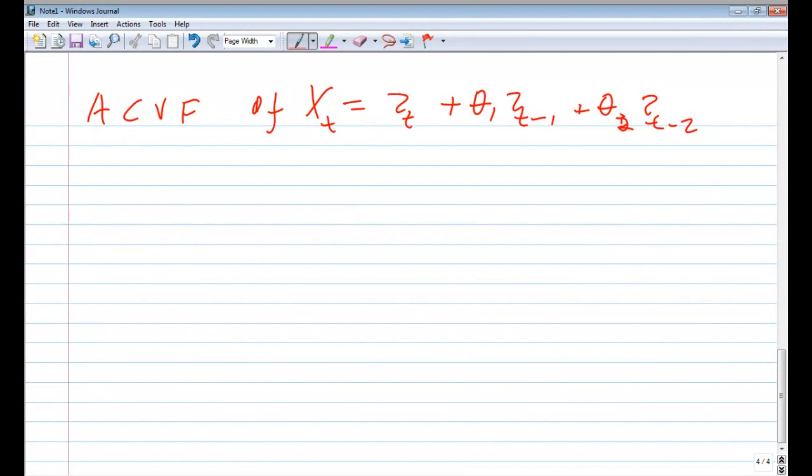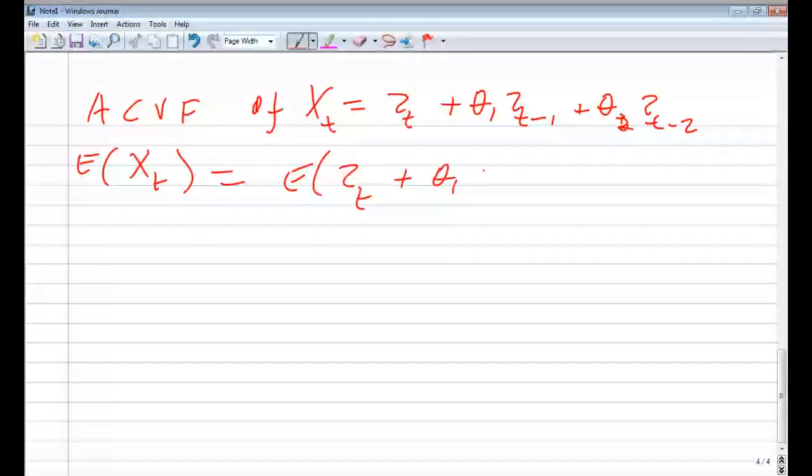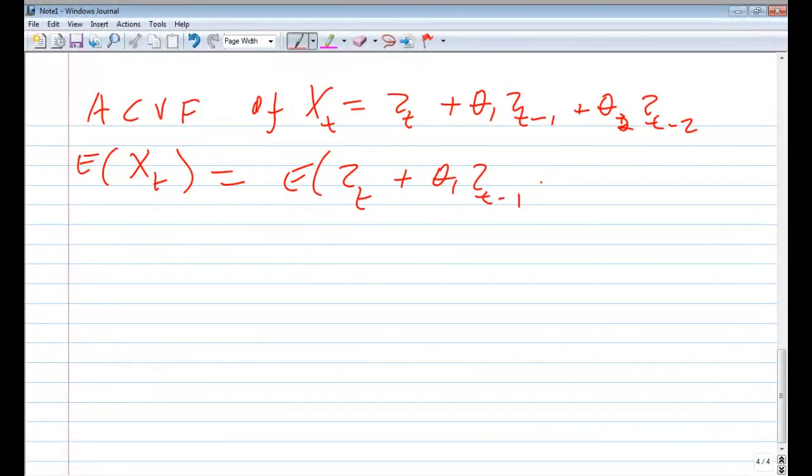So now we just want to find the autocovariance of a moving average of order 2. So where do we start? Start by finding the expected value of xt, which is equal to the expected value of zt plus theta 1 zt minus 1 plus theta 2 zt minus 2, close brackets. Remember, zt is a white noise with mean 0 and variance sigma squared z.